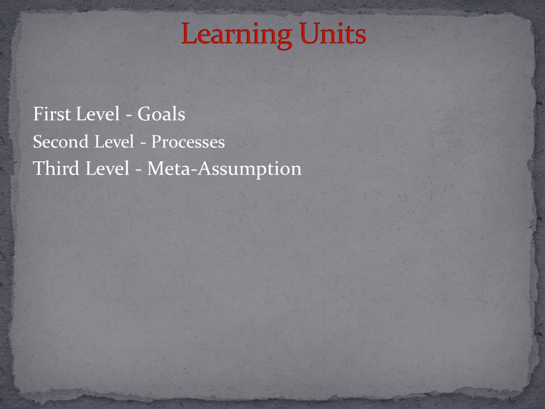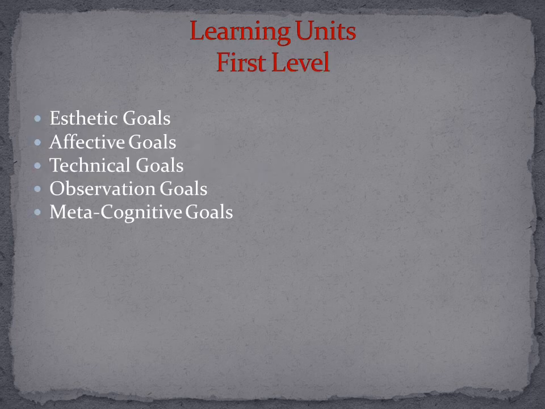Until now, we saw the teaching units. Now we will interpret the teaching into actual learning, goals, processes, and meta-assumptions. First level are goals that our teaching is aiming to achieve: aesthetic, affective, technical, observational, and metacognitive goals.